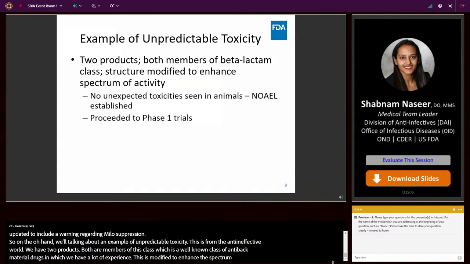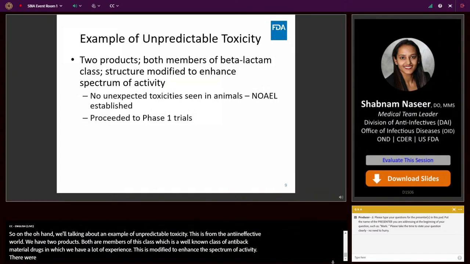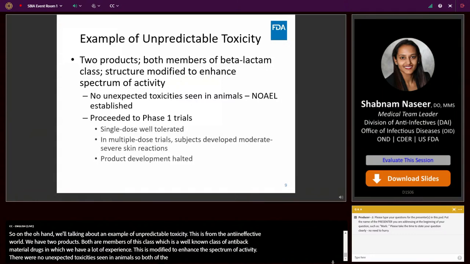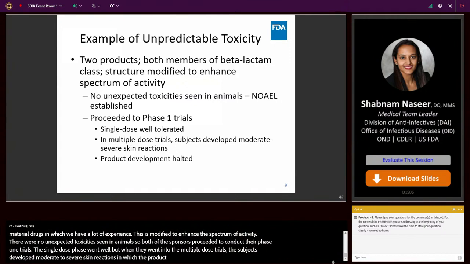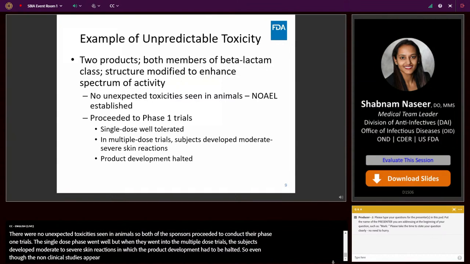There were no unexpected toxicities seen in animals, so both of the sponsors proceeded to conduct their phase 1 trials. The single-dose phase went well, but then when they went into the multiple-dose trials, the subjects developed moderate to severe skin reactions, such that the product development for both products had to be halted. So even though the non-clinical studies appear to be pretty benign and you don't see any adverse events, it doesn't mean that you wouldn't see it when you went into humans.